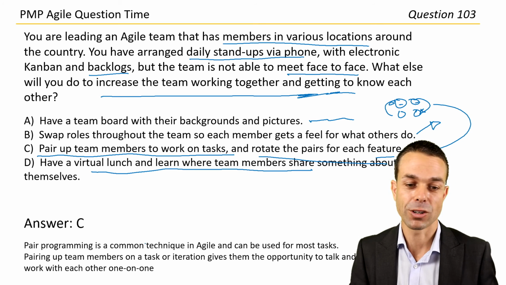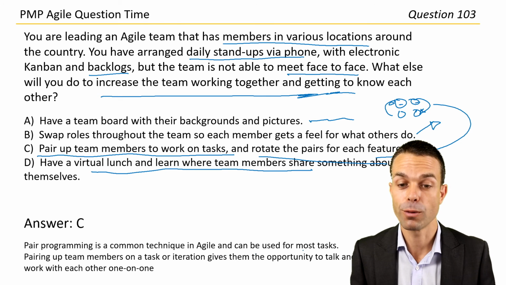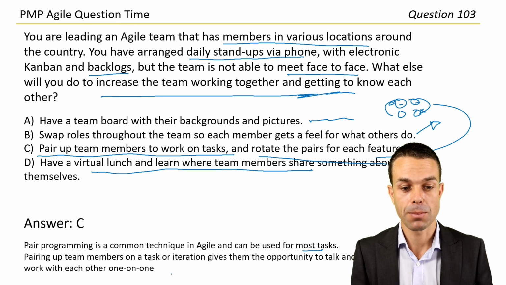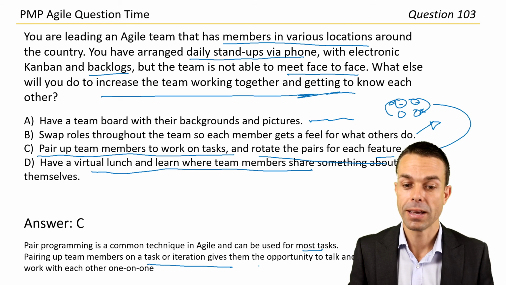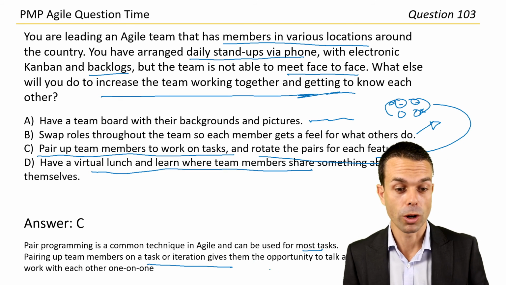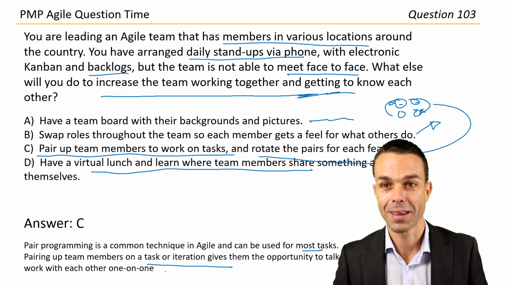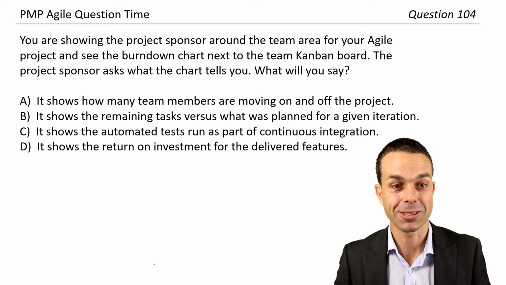Pair programming is a common technique in Agile and can be used for most tasks. Pairing up team members on a task or iteration gives them the opportunity to talk and work with each other one-on-one. That was really good. All right, let's go into the next question.